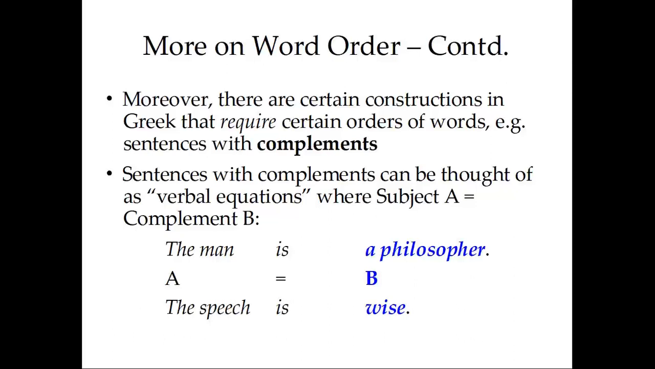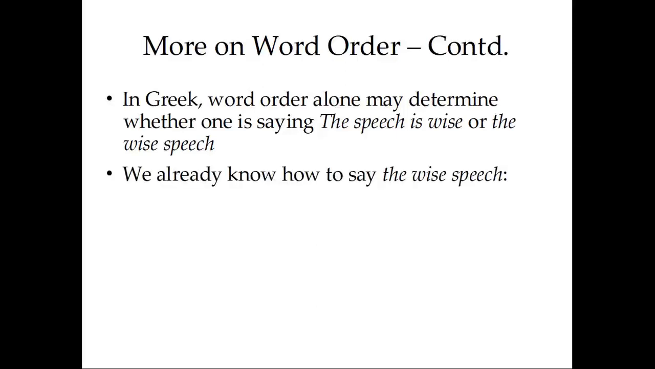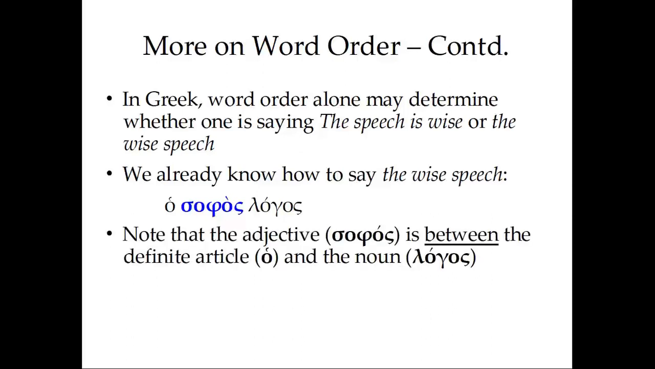The speech is wise. So before we had a noun as our complement, the man is a philosopher, but we can also use an adjective as our complement. The speech is wise. Same thing, A equals B, subject equals complement, a verbal equation. In Greek, word order alone may determine whether one is saying the speech is wise, subject equals complement, or the wise speech as part of a larger sentence. We already know how to say the wise speech. Hasapos lagos. Note that the adjective sapos is between the definite article ha and the noun lagos.